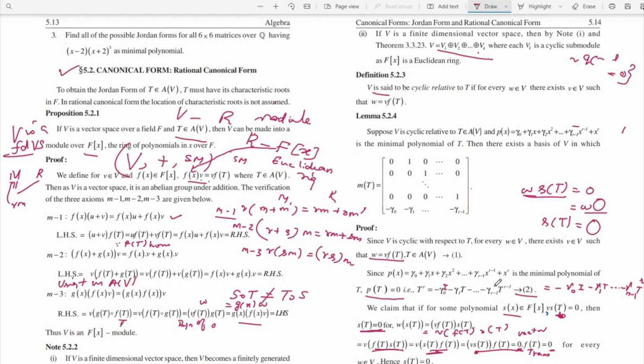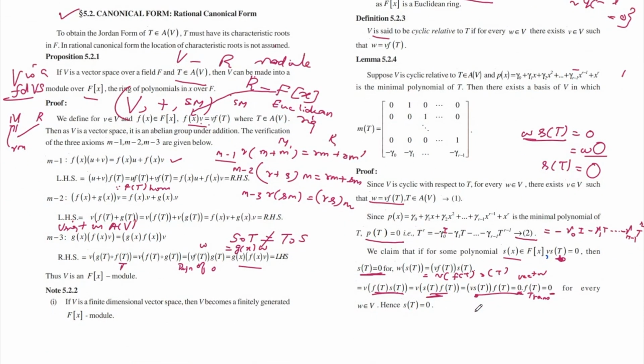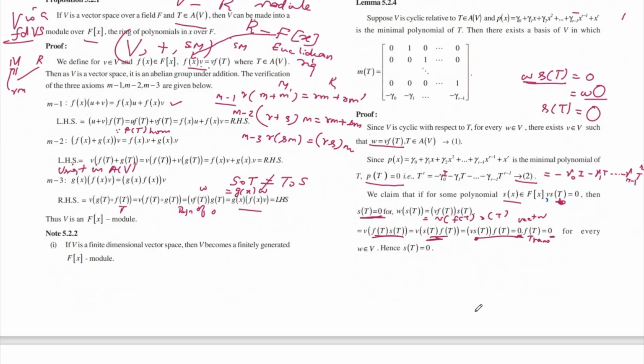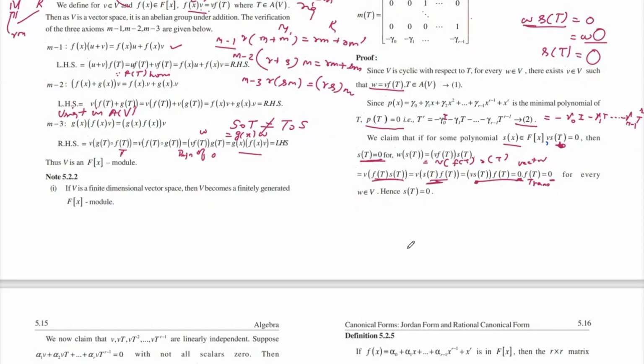So we see that whenever we have a polynomial S of x in F[x] with the property that V S of t is 0, then S of t itself should be 0. This we will be using in proving that, given a set of vectors which we are going to consider, they are linearly independent. To prove that, this is going to be used.